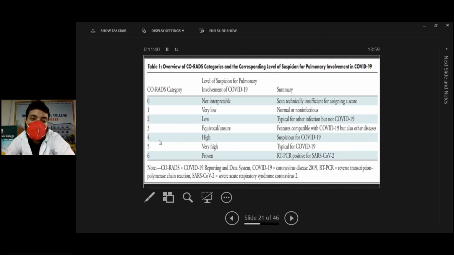So what's the difference between CORADS 4 and CORADS 5? CORADS 5, we see multifocal ground glass opacities, predominantly in the basal regions, subpleurally. CORADS 4, you can have unifocal ground glass opacities. They may not be subpleural, but can also be in the center. So if it's unifocal, we can go for CORADS 4. And if they are multifocal involving the bilateral lungs in the subpleural region, we can go for CORADS 5.